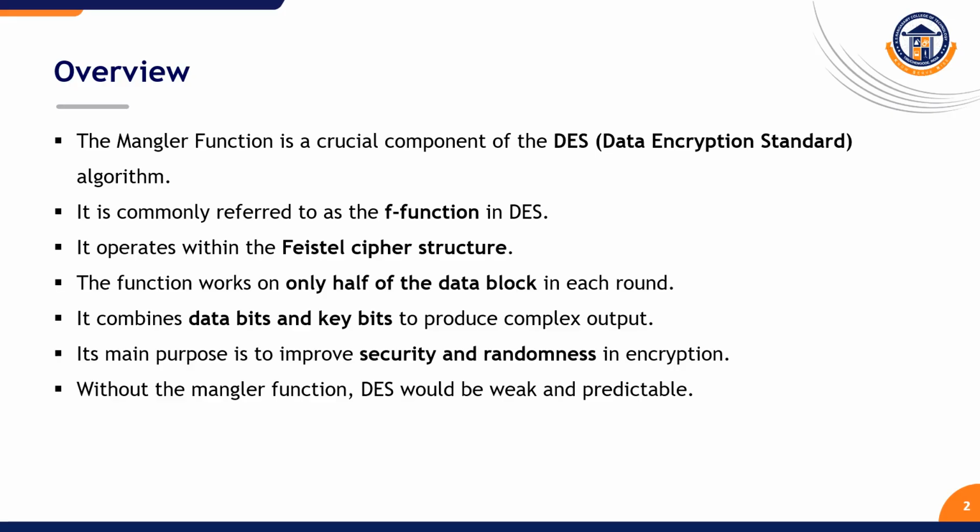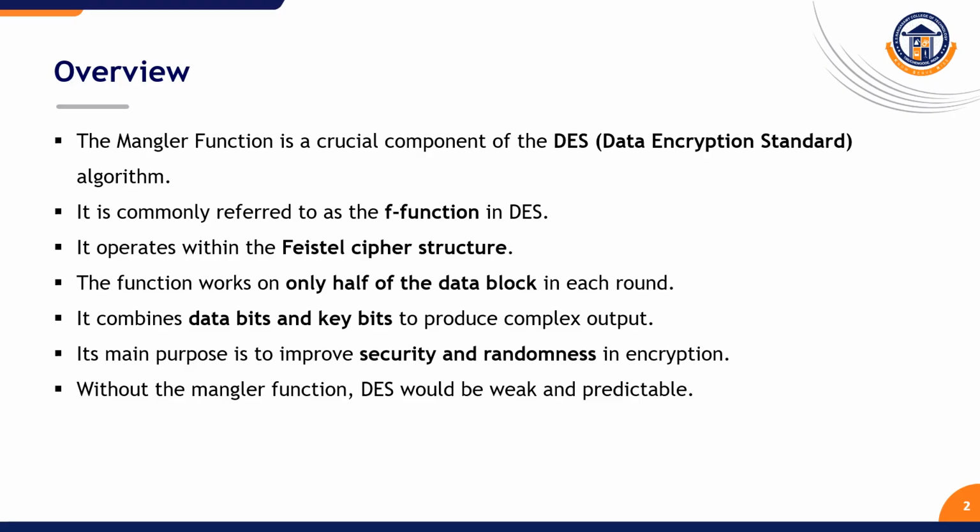The F function is a Feistel structure, a Feistel cipher structure. The Feistel cipher structure is a concept, and the name comes from its creator, Feistel. So the name is called the Feistel structure. The concept behind this structure is that the function works on blocks and rounds.